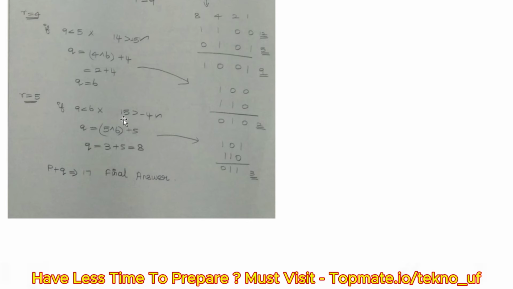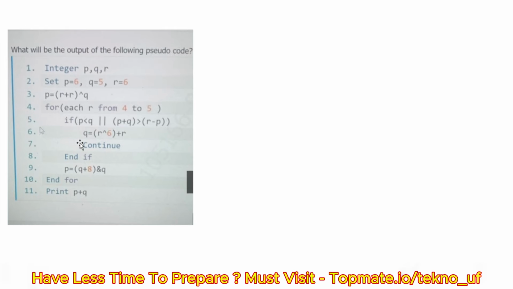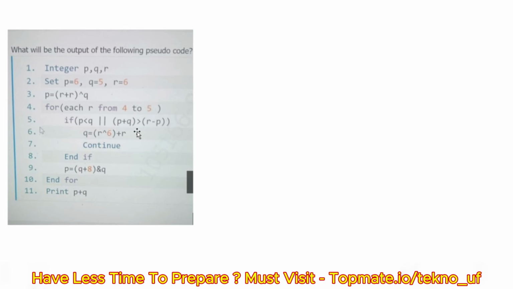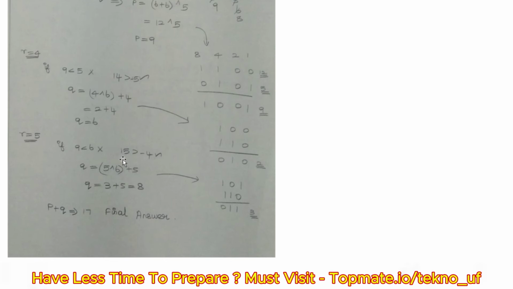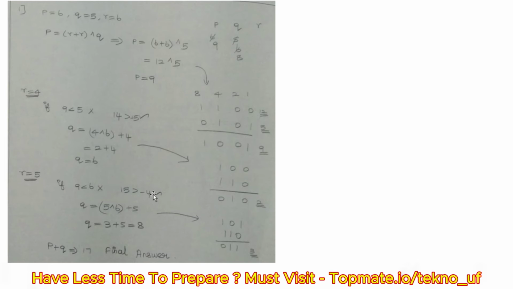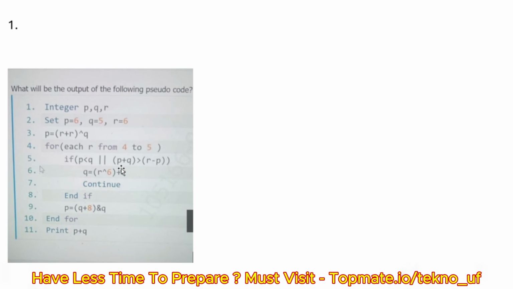R equal to 5. We need to check again the first part and second part. The first part will be P less than Q. P less than Q means 9 less than 6. It is false. So we need to check the second condition. P plus Q greater than R minus P. P plus Q means 15. R minus P means minus 4. This condition is true. So if any one of the conditions is true, we can enter the if condition.